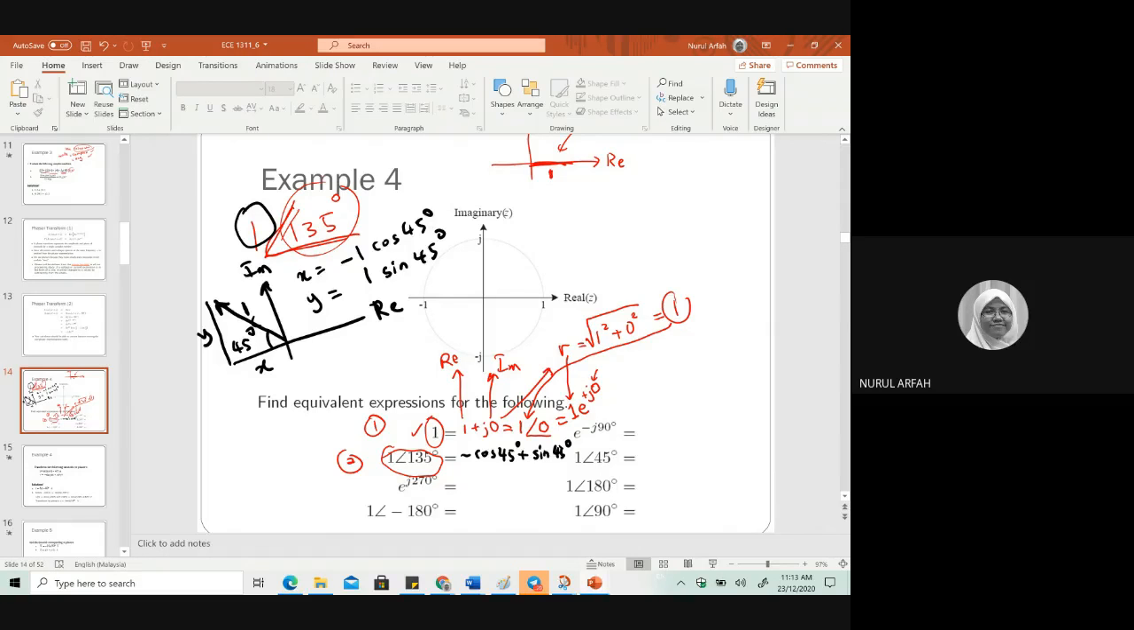Or you can write it in terms of square root 2 divided by 2 or 1 over square root 2, with the negative sign. Depends on you. But you have a j there. Don't forget that j. Okay? That one is in rectangular form. What about in exponential form? E, what is the amplitude?